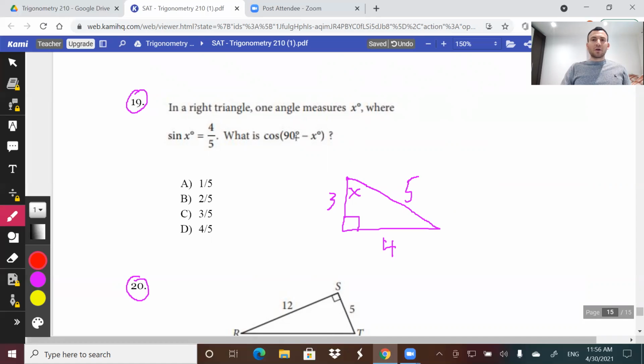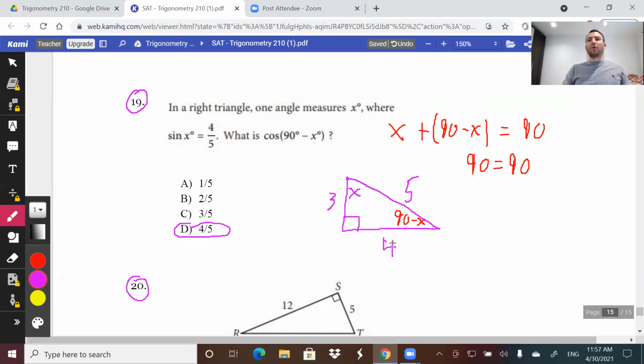But it wants to know, what is cos 90 minus x? Well, cos 90 minus x is referring to this angle. Think about it. These two together have to add up to 90 degrees, right? x plus 90 minus x, they have to add up to 90 degrees, the two of them. If you think about it, the x's cancel out and you get 90 equals 90. All right. So anyway, it wants to know what's cos 90 minus x. So it's actually referring to the same exact proportion, the adjacent to the hypotenuse from here. So this is just a way of testing that cofunction identity.